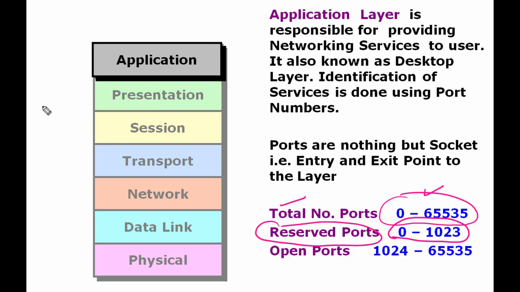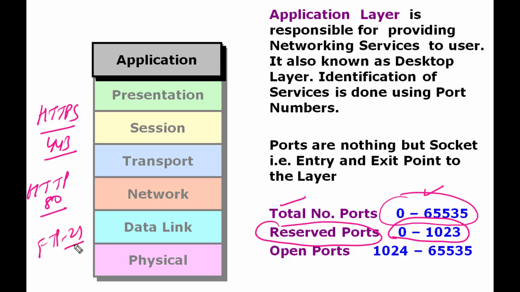For example, HTTPS is reserved with port 443, HTTP is reserved with port number 80, and FTP is reserved with port number 21. These are reserved ports. Open ports are not well defined. We can check the list of TCP and UDP port numbers. Open ports are just open, and are used for many services.